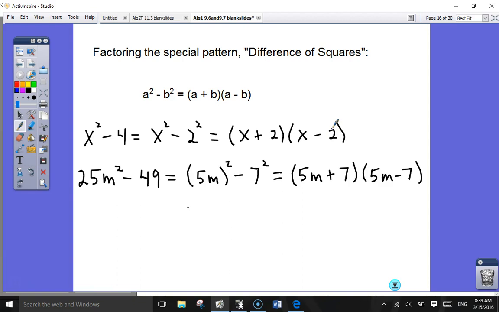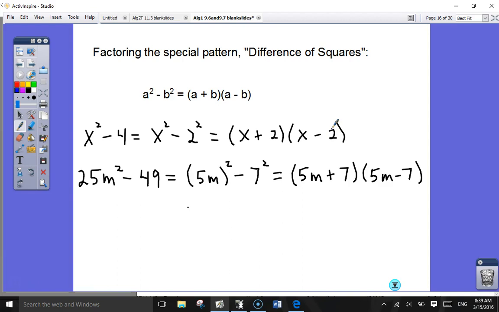This is where it comes in handy to know your perfect squares. When you get a two-term polynomial and both of those terms have a perfect square in them somewhere, you've got to be thinking, okay, this is probably a difference of squares. If it's not a difference of squares, it'd have to be greatest common factor, because the only other thing we know how to do is the trinomial stuff.